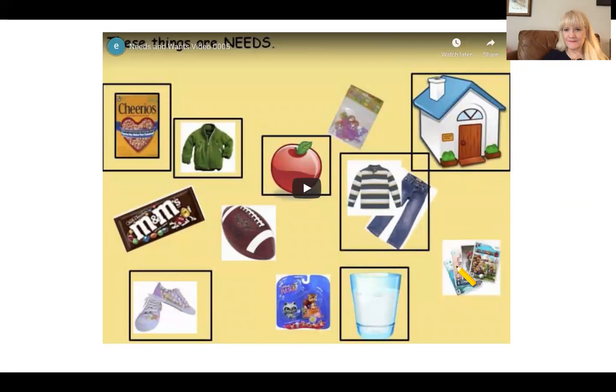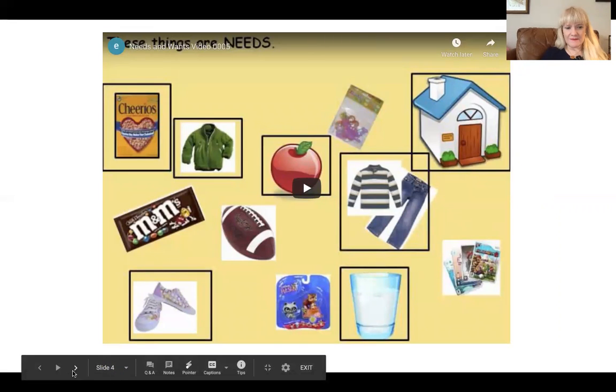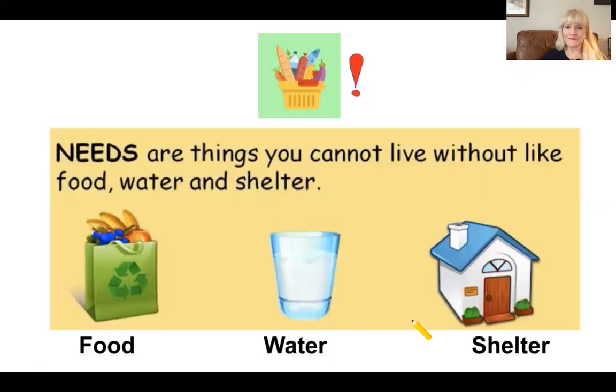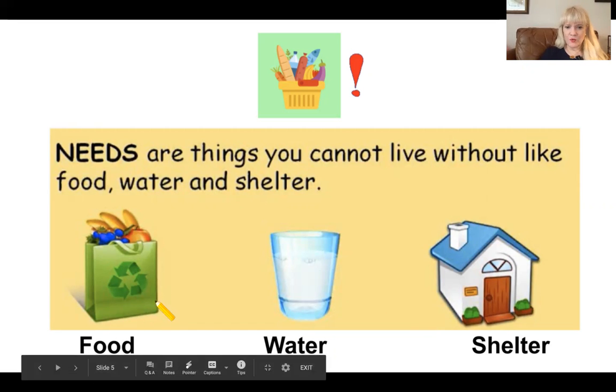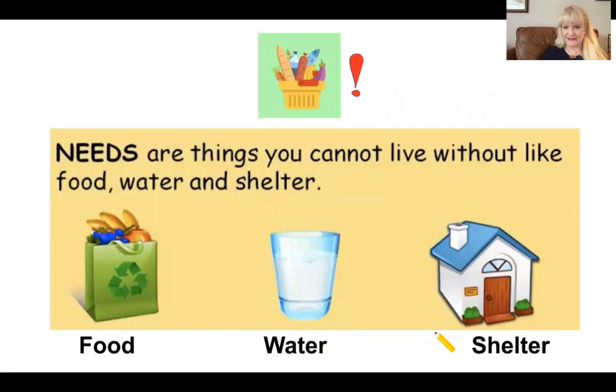So on this slide, when you come to this and you look at this by yourself, you'll watch the video here. Okay, you can see in the middle that there's a little button to push to watch the video. We're not going to watch the video right now, but when you're watching this by yourself, you can watch the video. Okay, so let's talk about needs. Needs are things that you cannot live without, like food, water, and shelter. So we all have to have food to live. Maybe we don't have the same food, but we do have to have food. We all also have to have water, and we have to have shelter.